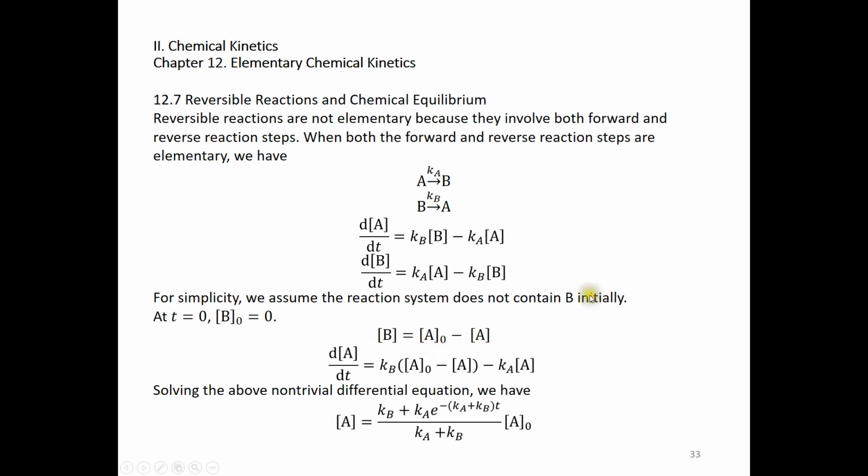Now let's assume [B]_0 is 0. Then we have this equation: dA/dt is k_B[B] minus k_A[A], and the concentration of B is [A]_0 minus [A]. So we plug that in, and then we need to solve this equation.